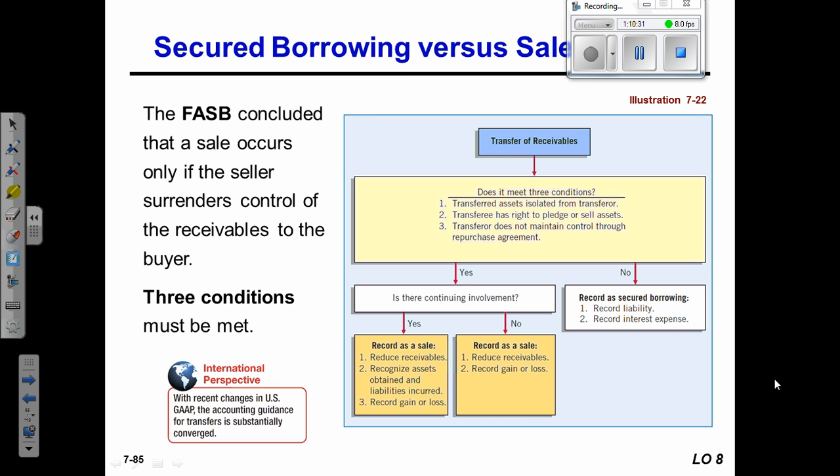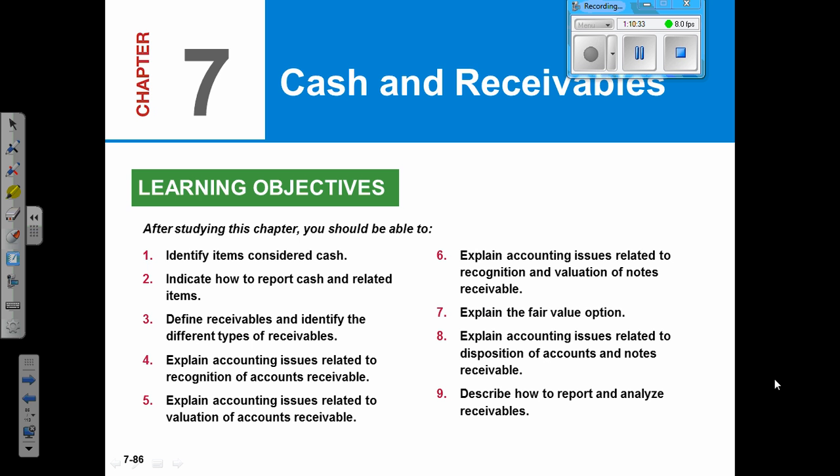Okay? Not too bad. With a repurchase agreement, you can buy it back, right? But you can't sell it with an agreement to buy it back. Yeah, you can't sell it with an agreement to buy it back. Well, you wouldn't buy them back anyway.